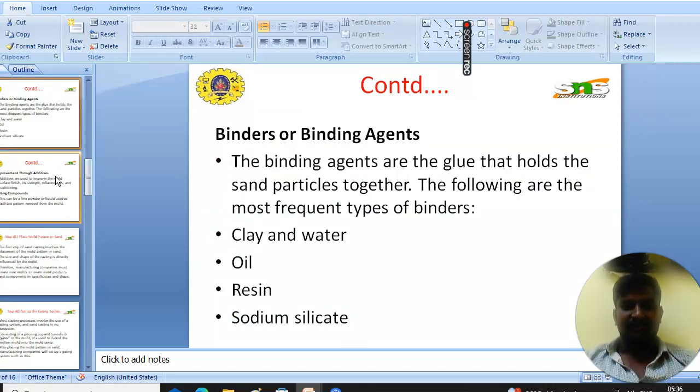The next is the binding agent. The binding agents are the glue that holds the sand particles together. The following are the most frequent types of binders: clay and water, oil, resin, and sodium silicate.